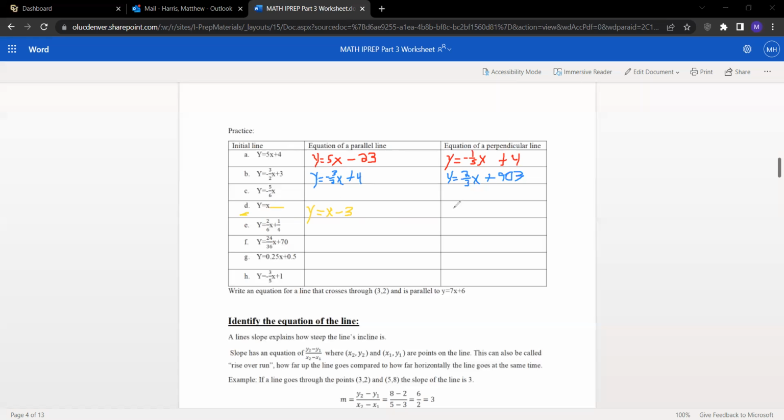So we have y equals x. So what's the reciprocal of 1? We have 1 over 1, and the opposite reciprocal is -1 over 1, which equals -1. So y equals -x. And then again, we can do whatever we want with the intercept. So let's say it's the same, -3. Cool. So let's go ahead and do one more of these.